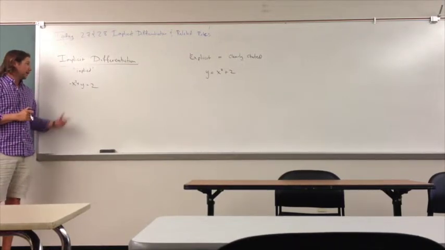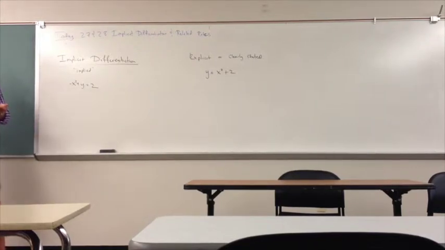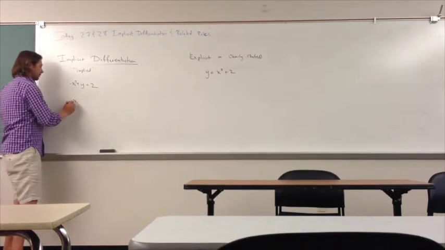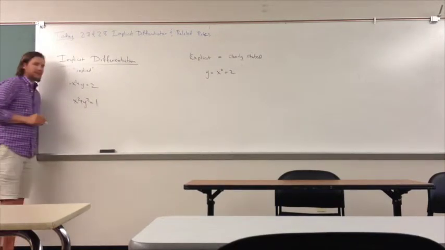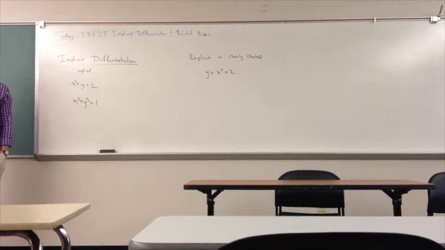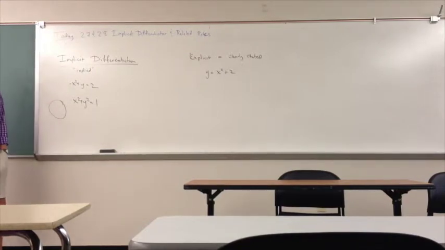And in implicit functions, they may not even be functions. You could have something like x squared plus y squared equals 1. Is that a function? No. Why not? It's a circle. Does it pass the vertical line test? No.